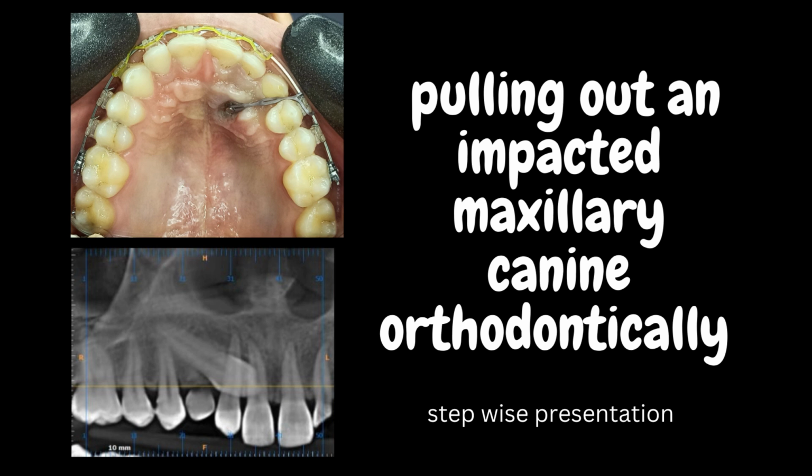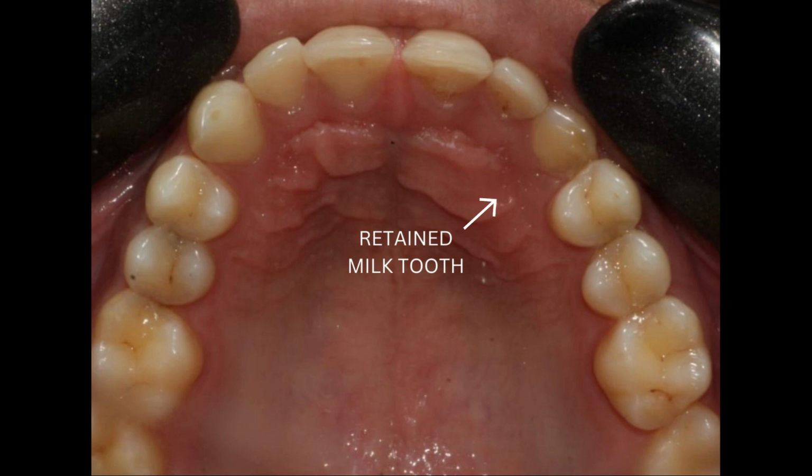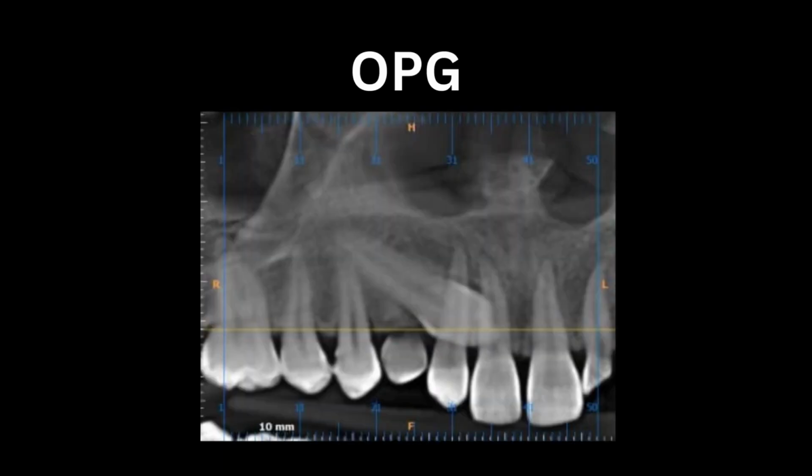Hello, dear viewers. Today we discuss a case of an impacted maxillary canine which was pulled out orthodontically. The patient, who was in his late 30s, came to us with a mobile tooth in his upper jaw. He was aware that it was a milk tooth. We did an OPG which revealed that there was a permanent, fully developed impacted canine with no pathology. As visible, the tooth had an improper path of eruption, which could be the reason for its impaction and hence the retention of the milk tooth.